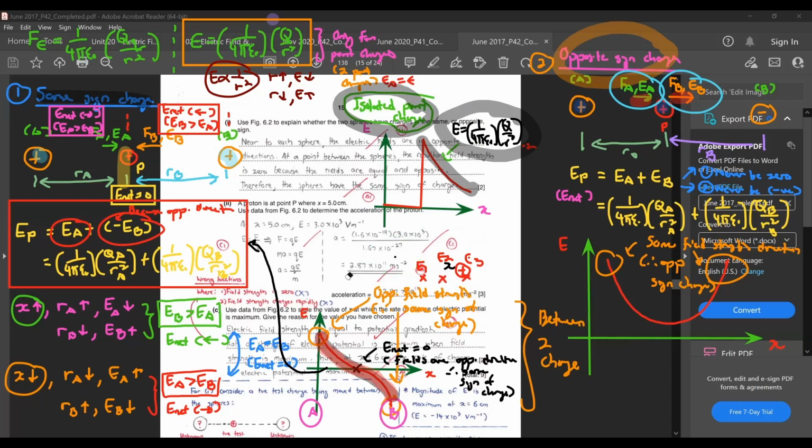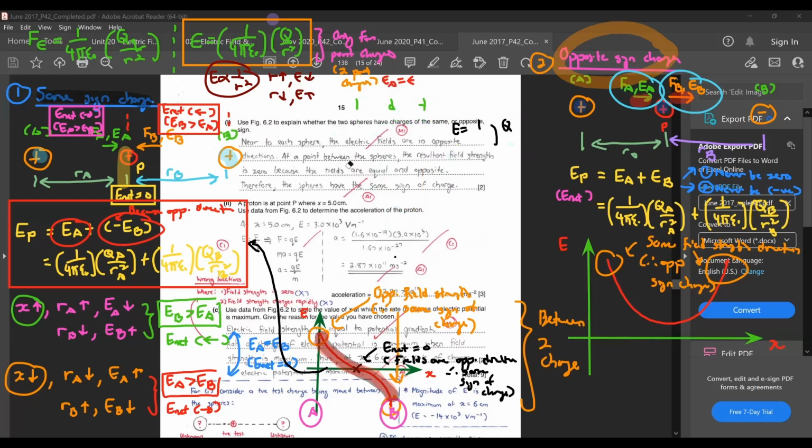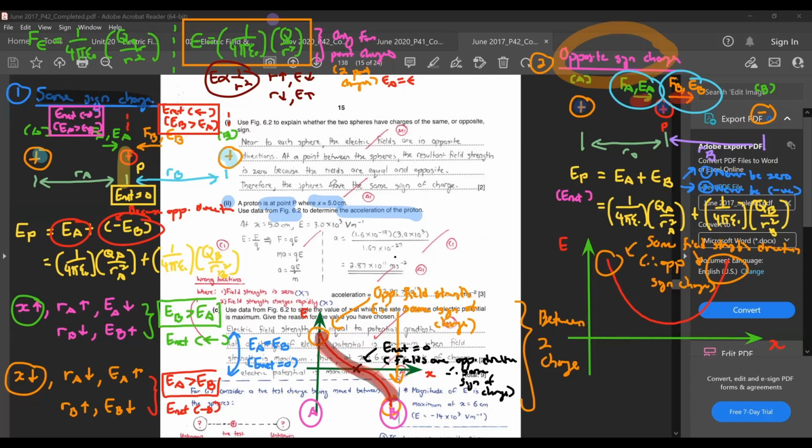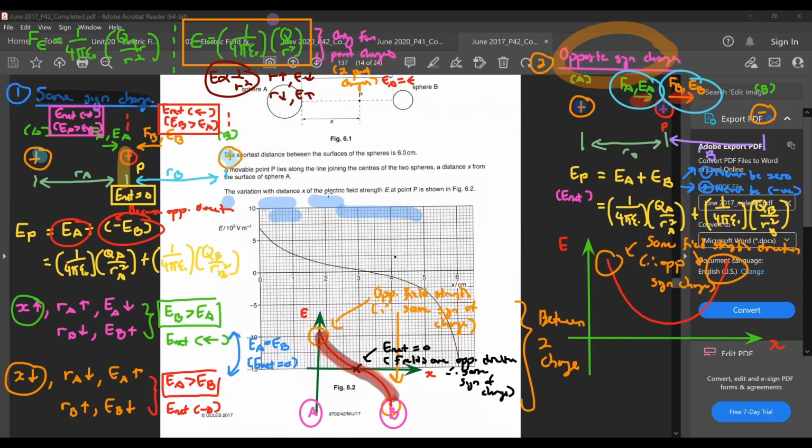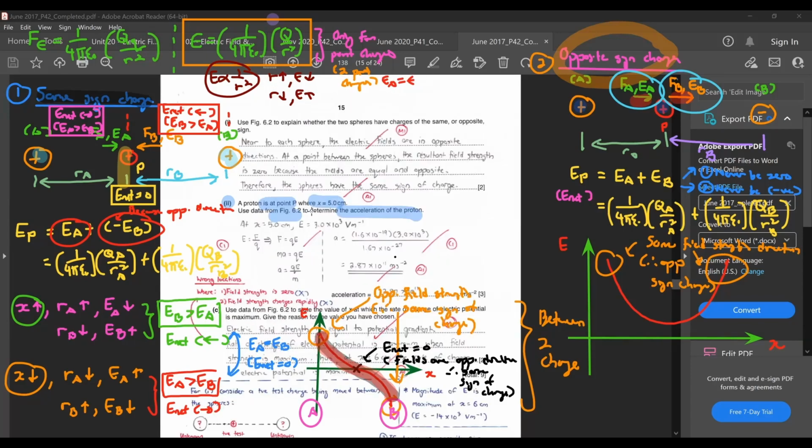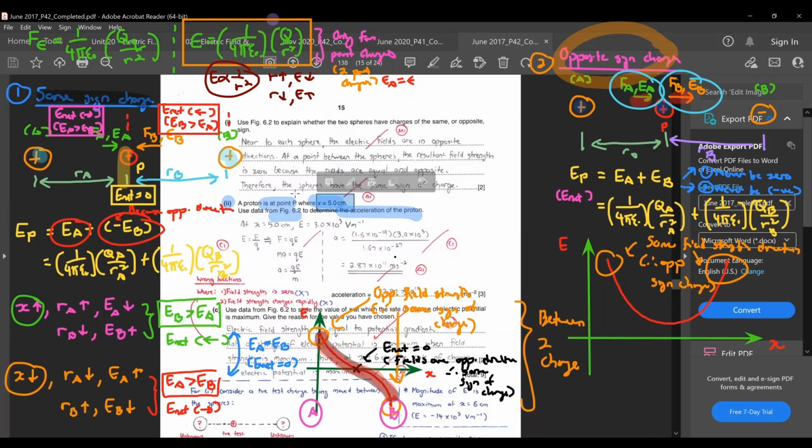Right, so back to the question that I was talking about just now, this question here. If you look back at this particular question, there's one part that we haven't finished. They mentioned in part 2 that a proton is at point P where x equals 5 centimeter. Use the data from figure 6.2 to determine the acceleration of the proton itself. So this one will be pretty straightforward. They now tell you at x equals 5 centimeter, you have a proton there. What is the acceleration of that proton?